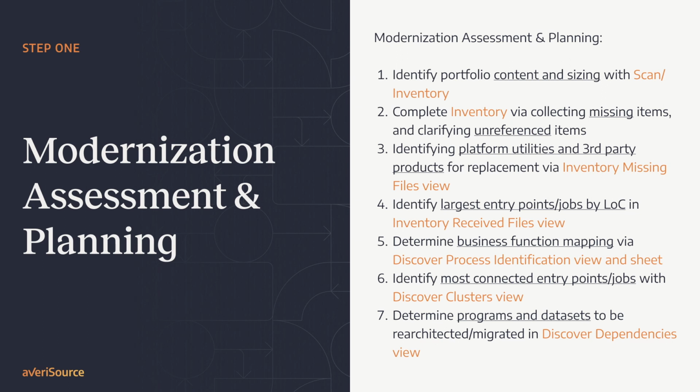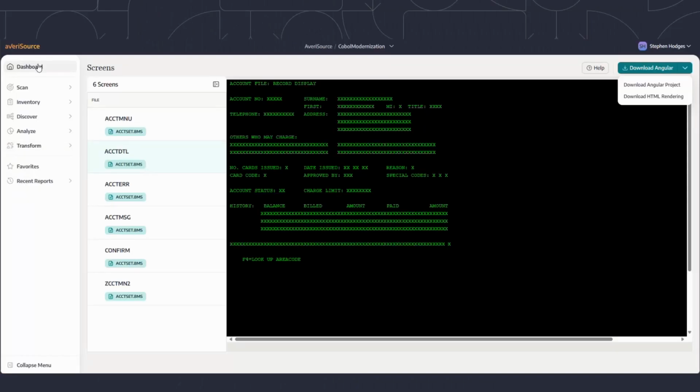And then once you've determined the approach, you can identify entry points, jobs, programs, transactions using the dependencies view and the requirements for those. So let's take a look.